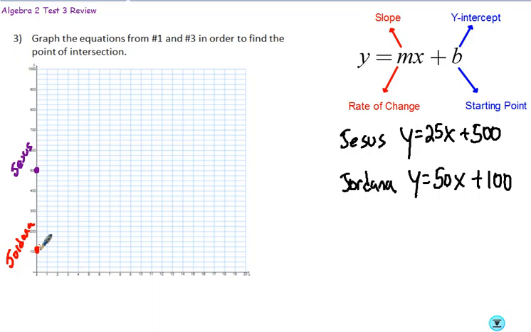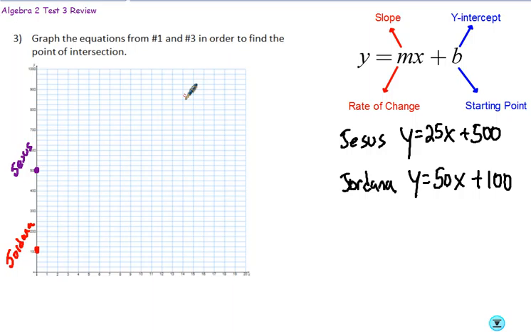But look at the slope. Look at the rate of change. Jesus is only saving $25 a month. Jordana's saving $50 a month. So Jesus is going to go along like this. But what we think is that Jordana is going to come along like that, and eventually at some point on this graph, Jordana is going to catch up to Jesus and maybe even pass him up. So that's what we want to try to figure out. So let's graph Jesus's first.